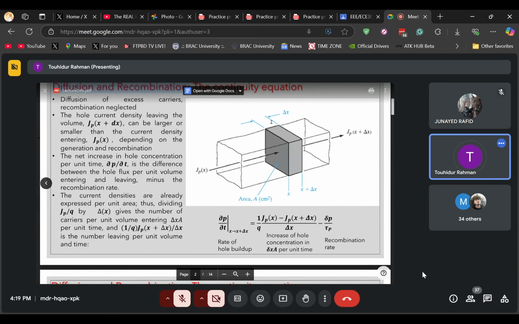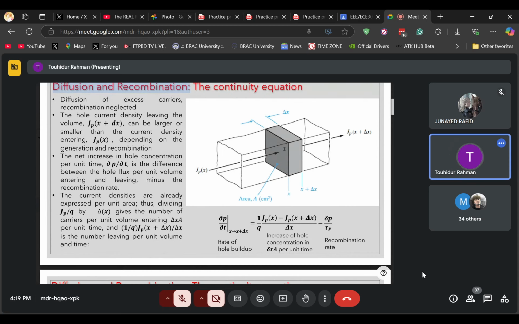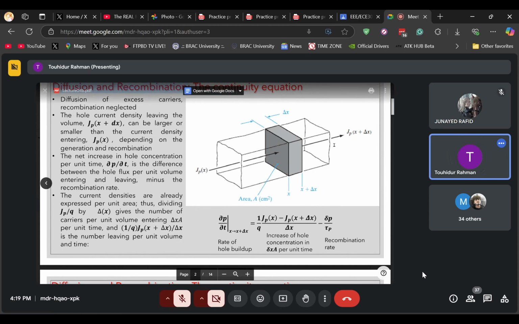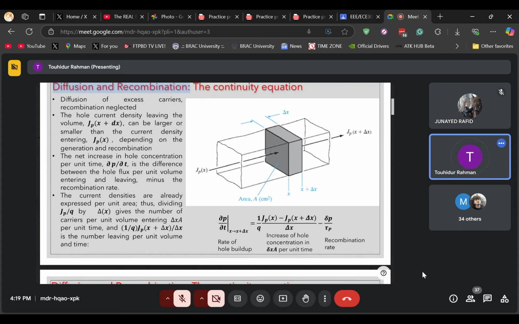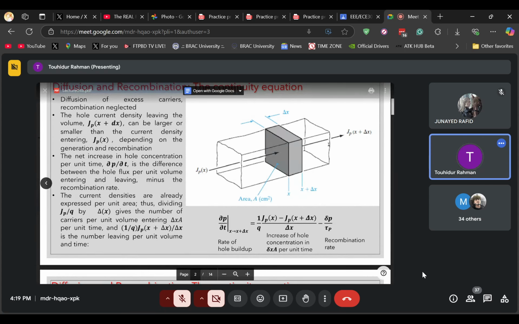So the rate of hole buildup will be equal to current in minus current out. Why is that? Because if the output current is not equal to the input current, say the input current is greater than the output current, that means some of the holes can enter this volume but cannot exit it. That means they will build up, just like a water tank.